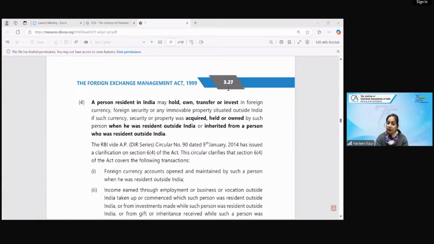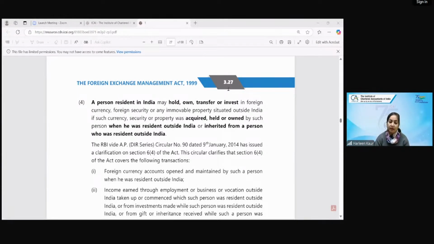Okay. So a person who is a resident in India can acquire, own, and transfer the foreign currency or immovable property which is situated outside India, for example, in Dubai, which was acquired by him when he was resident outside India. So in year 2019-20, when he was a resident outside India, he purchased this property. Now he can still hold and transfer this property, and even his son can inherit this property, which is outside India.